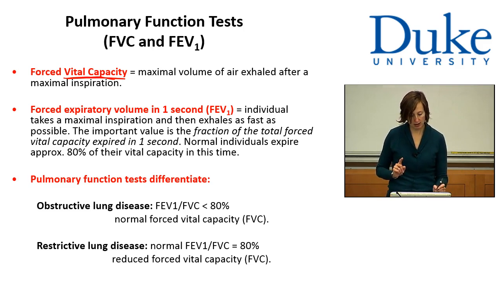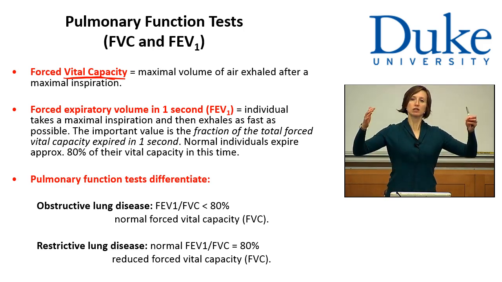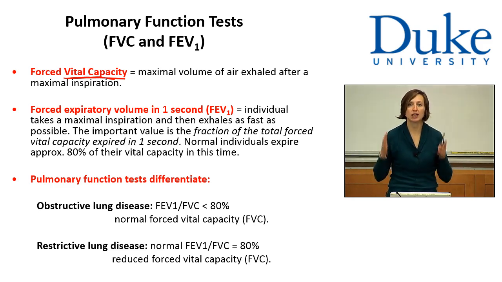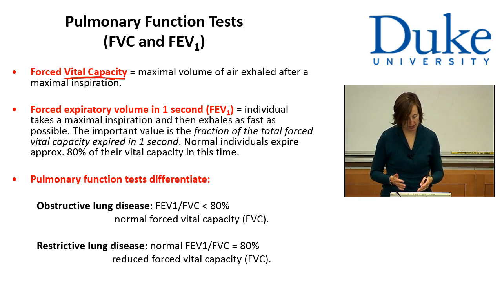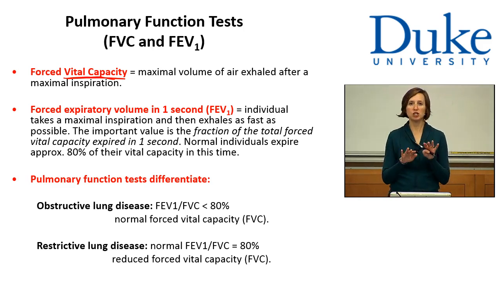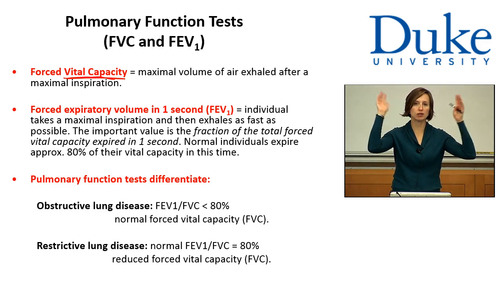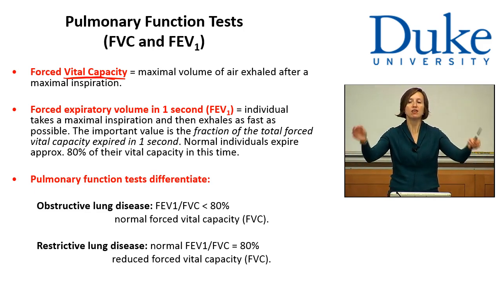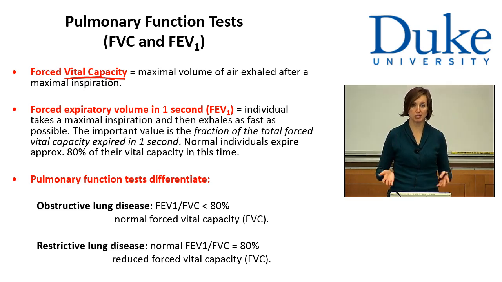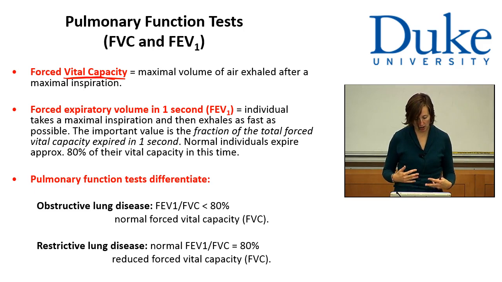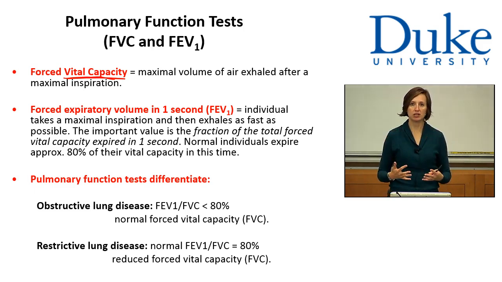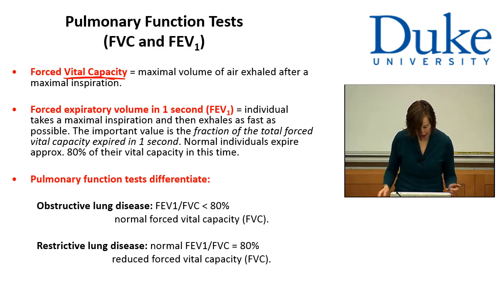Then there's another thing that can be measured, which is how much you can expire in 1 second. So completely fill your lung and then see how quickly you can get the air out and how much of it gets out in a second. If you take the ratio of these two numbers, how much you can get out in a second versus how much you can get out over an unlimited period of time, that should, for a normal person, be 80%. You should be able to get 80% of the air out of your lung in 1 second, of the air that you're going to be able to get out of your lung. This is going to exclude residual volume.